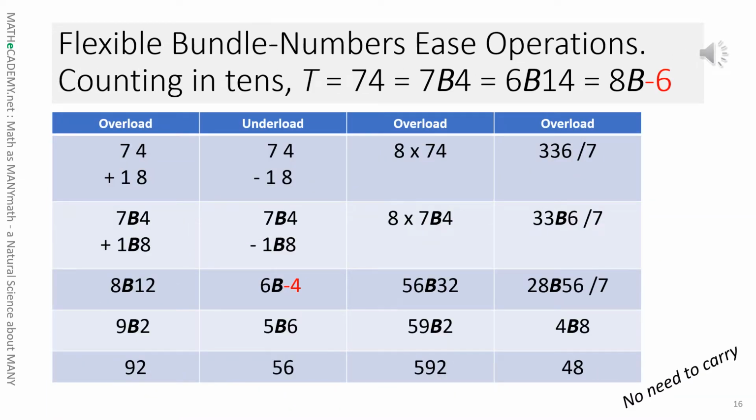Flexible bundle numbers ease operations, when using overloads, and underloads. Counting in tens, 74 is 7 bundle 4, which is 6 bundle 14, which is 8 bundle less 6. With addition, 74 plus 18 is 7 bundle 4, plus 1 bundle 8, which is 8 bundle 12, with overload, and 9 bundle 2 without, thus giving 92. Likewise with subtraction, and multiplication. With counting or division, we write 33 bundle 7 with an overload as 28 bundle 56, that counted in sevens gives 4 bundle 8, or 48. So, with overloads and underloads, we don't need to carry or borrow.